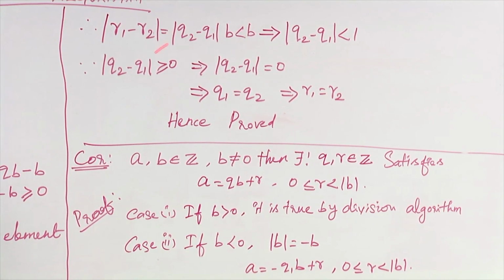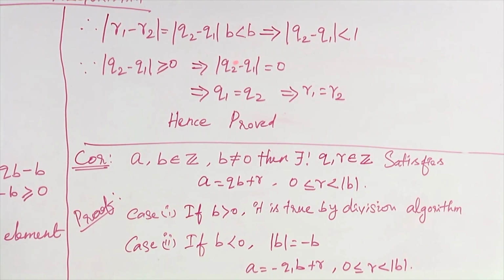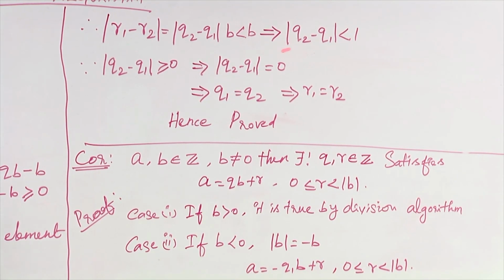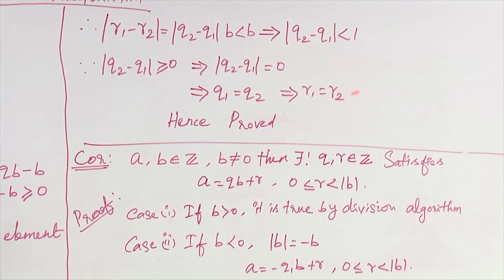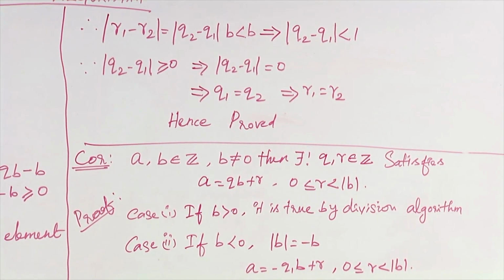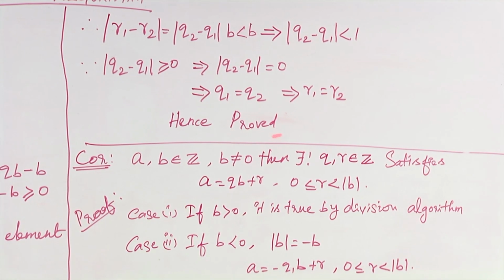Therefore, since the modulus of Q2 - Q1 is greater than or equal to 0 and less than 1, the only possibility is that the modulus of Q2 - Q1 is equal to 0. This happens only if Q2 - Q1 is equal to 0, that implies that Q2 is equal to Q1. If this is the case, if you trace it back, you will have R1 equivalent to R2. So, even though we expressed it in two different forms, both are the same. Now this proves the uniqueness of the algorithm.